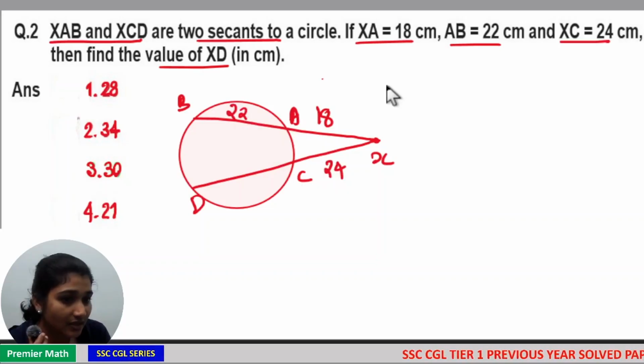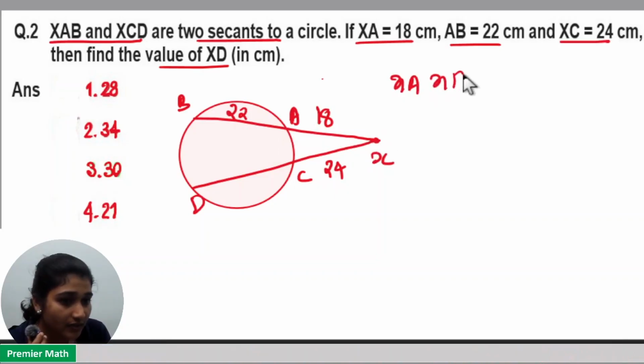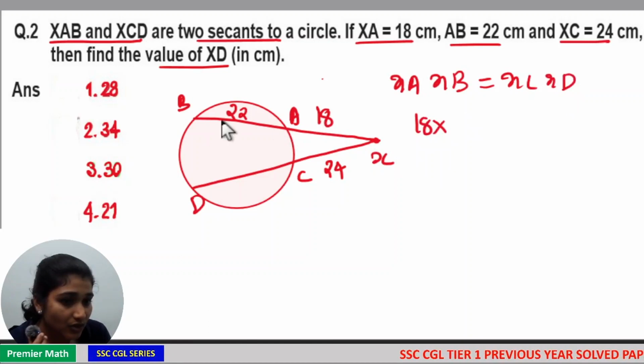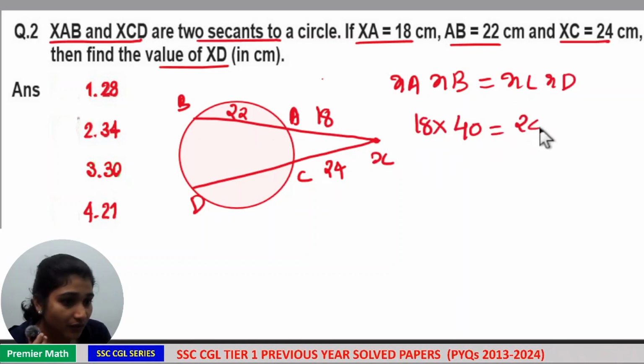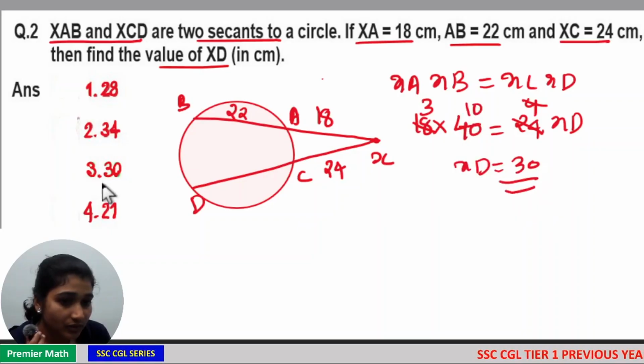Now, by secant theorem, XA, outside segment, XA into total length XB equal to, here outside segment XC into total length XD. Now, substitute the value. XA is 18 and XB is 22 plus 18 is equal to 40, which is equal to XC is 24 and XD. Now 6 goes 4 times in 24, 3 times in 30, 4 goes 10 times in 40. So XD here is equal to 30. Option 3 is your answer.